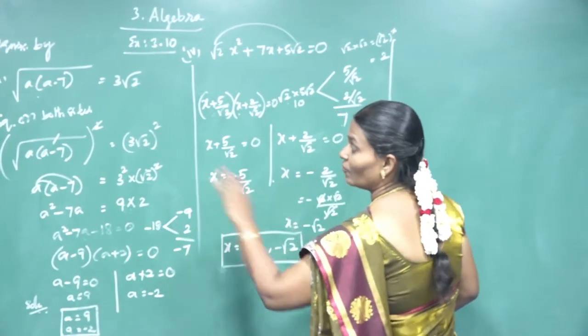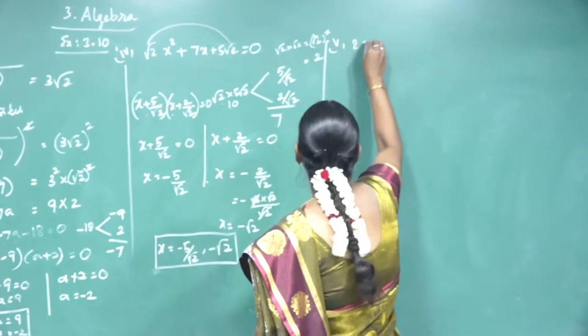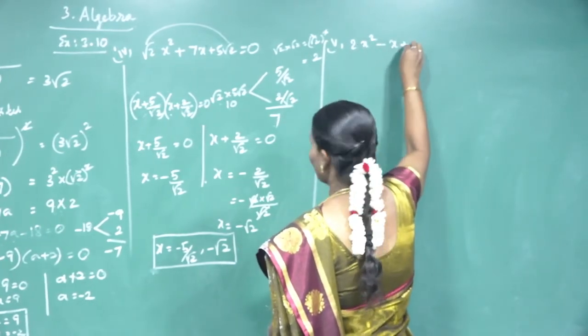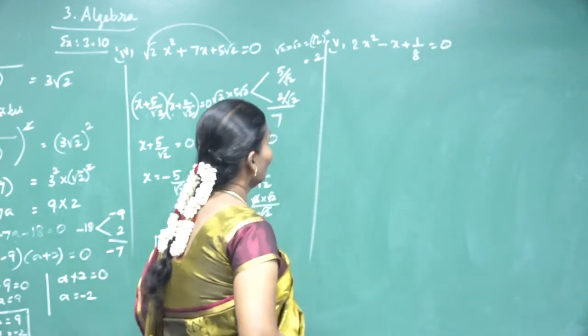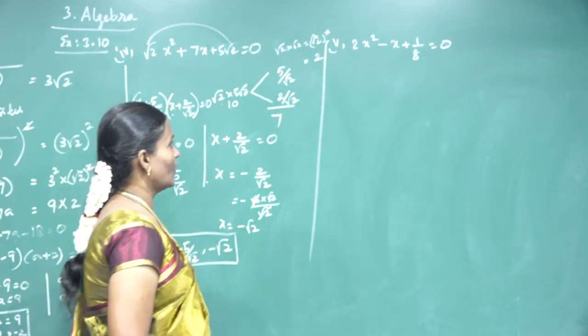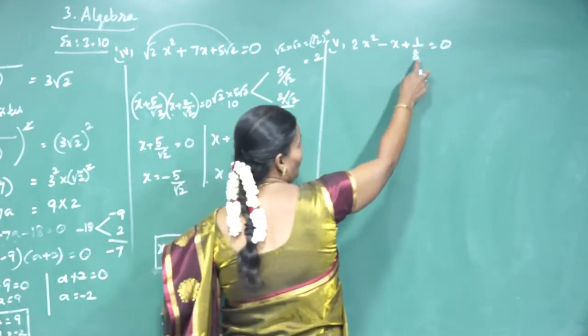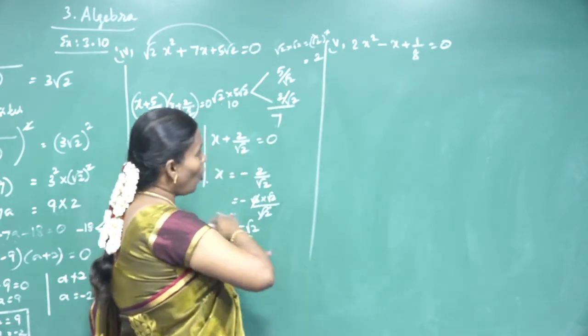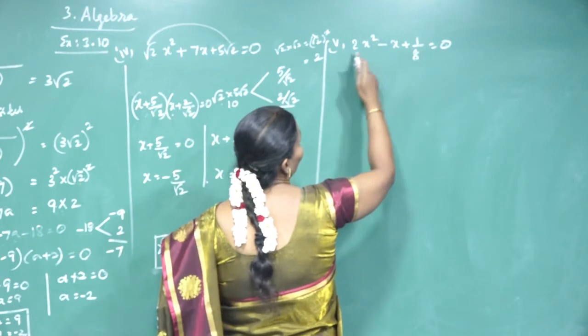See the next question, the fifth one: 2x square minus x plus 1 by 8 is equal to 0. This is also in the general form of the quadratic equation. But here 1 by 8 is there, so the denominator is 8. So you bring it to the common denominator, 8, and do the cross multiplication.